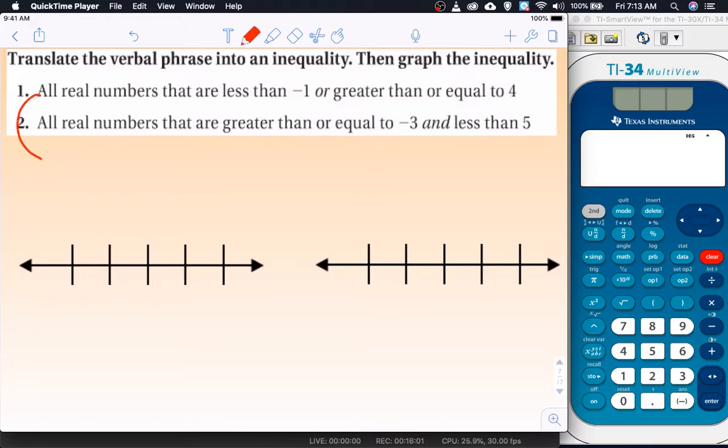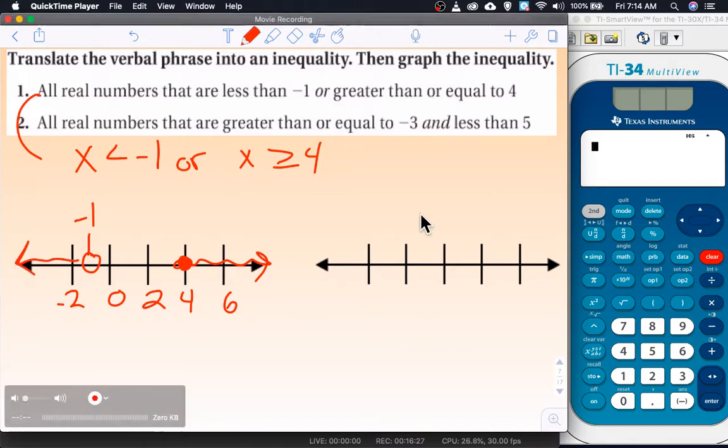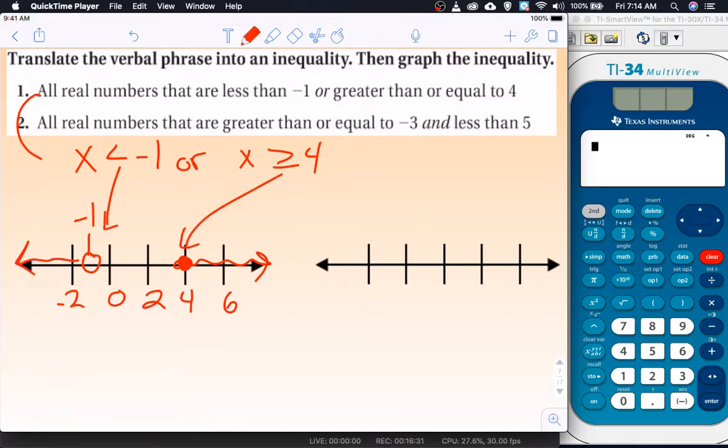All right, this one would be x is less than -1 or x is greater than or equal to 4. That would look like -2, 0, 2, 4, 6 is the scale I'm going to use. That puts -1 right there, +4 right there, and it's an or, and I will be shading on the outside. I can also look at the symbols and decide which way I shade.